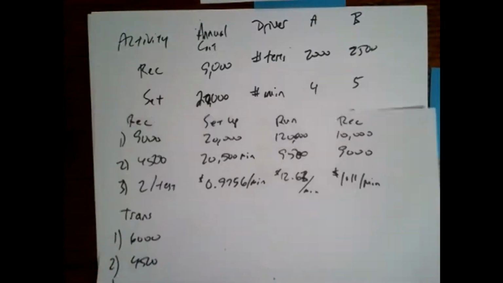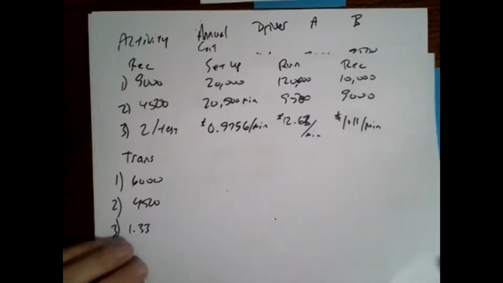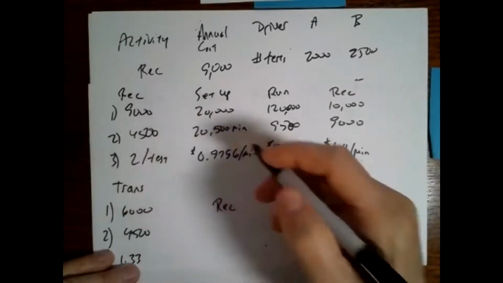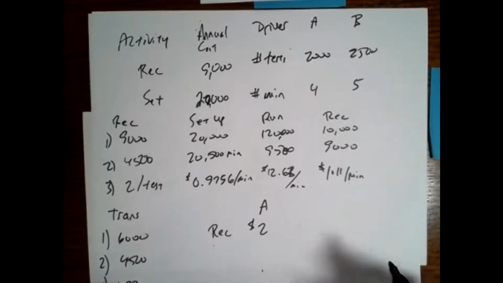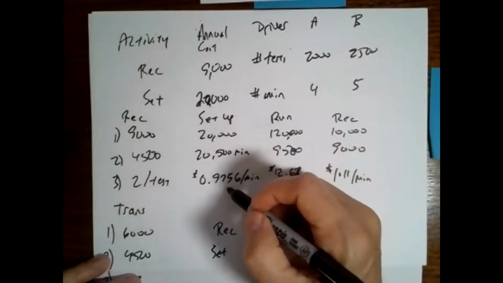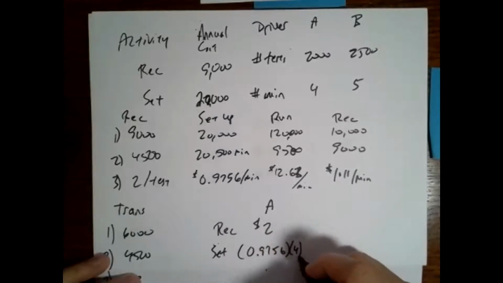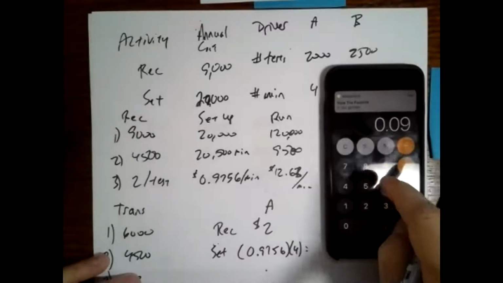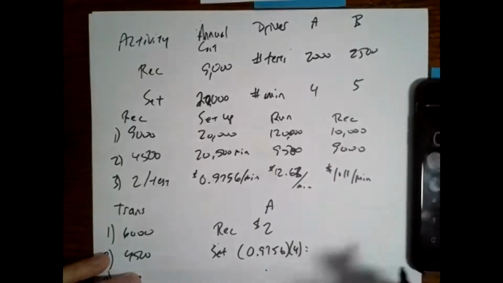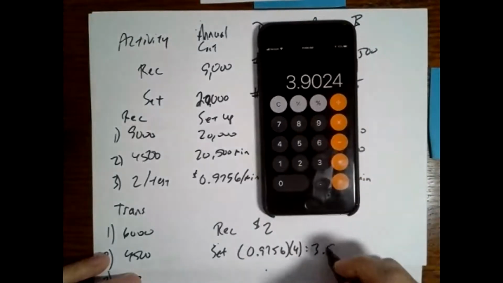Okay, so now we have all of the allocation rates. For test A, we're going to have a cost to receive. The cost to receive is $2 per test. For test A, we're going to have setup cost. Setup cost is going to be 0.9756 per minute times 4 minutes. So 0.9756 times 4 is 3.9024.